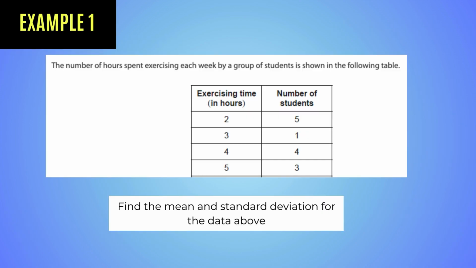So in the first question, we've got some discrete data. We've got exercising times in whole numbers of hours, 2, 3, 4, 5, and the number of students that have done that. So we've essentially got the exercising time and the frequencies, the number of times students have responded to having exercised that amount of time.